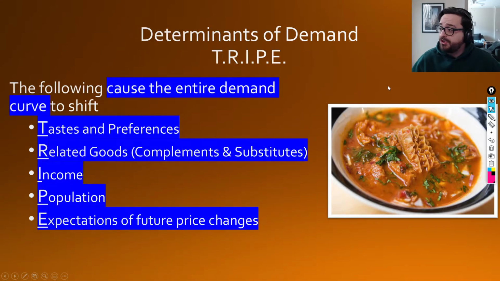Okay, so what changes demand? If quantity demanded gets changed by price, what changes the actual demand for a good? Got a handy-dandy acronym here, TRIPE.